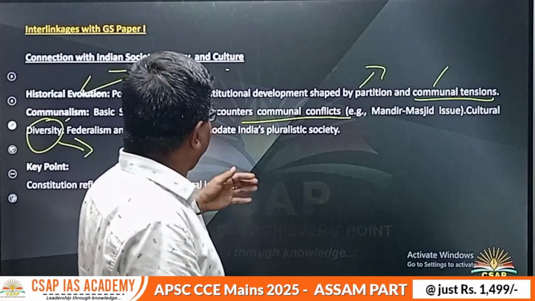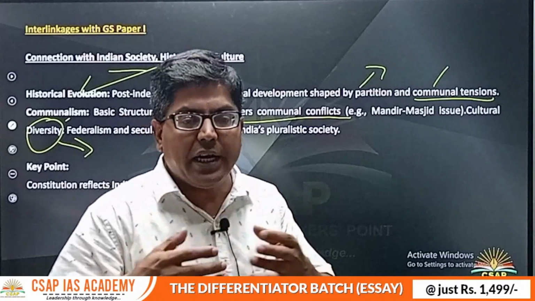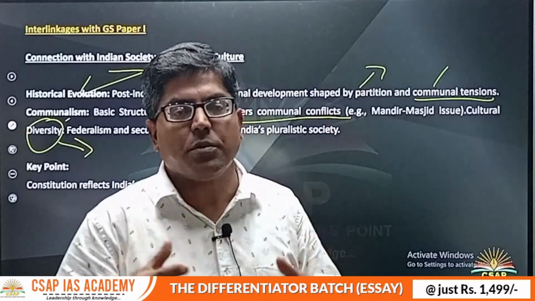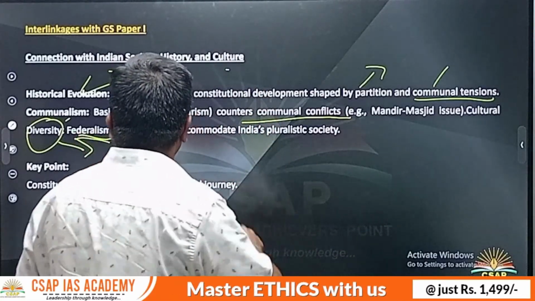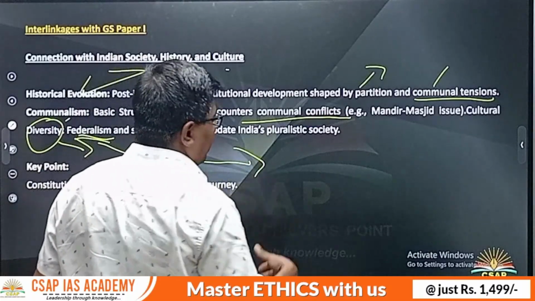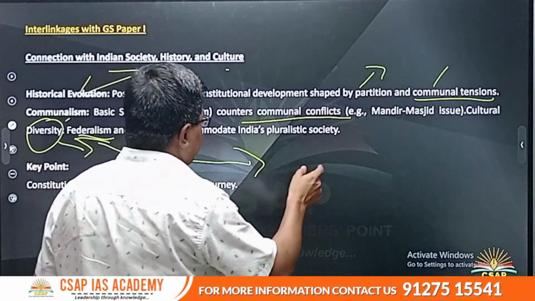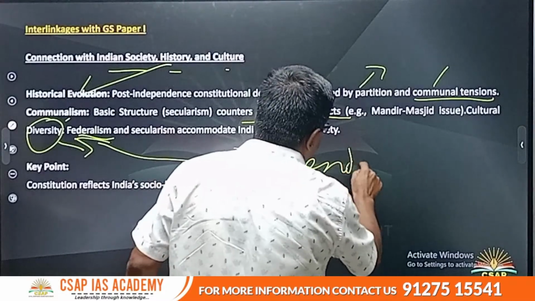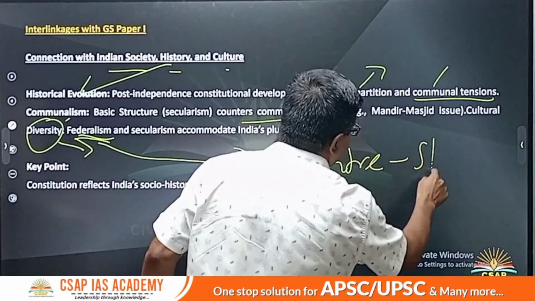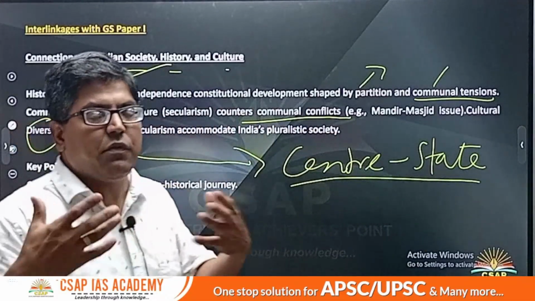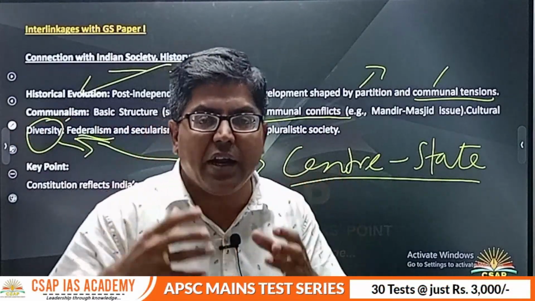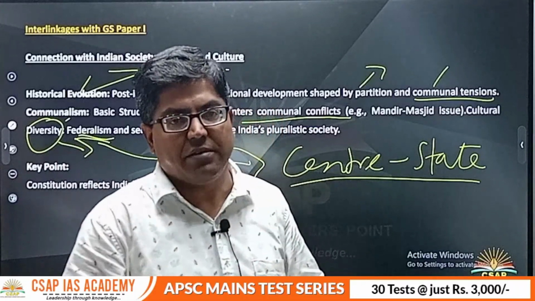So how did the makers of the Indian Constitution negotiate this diversity? You will find that in our Constitution we have federalism. Federalism basically refers to the distribution of power between center and state. And what is the nature of federalism? What type of federalism do we have?